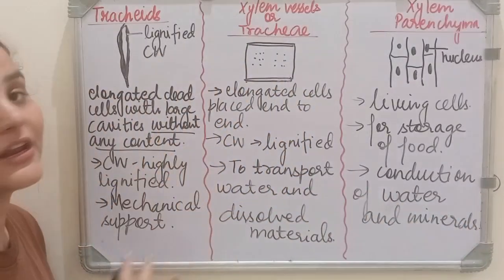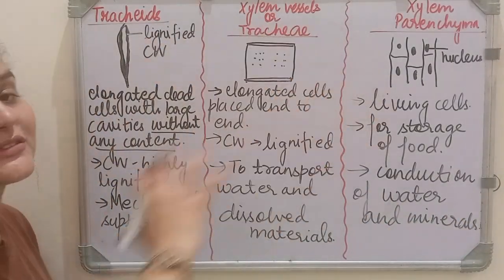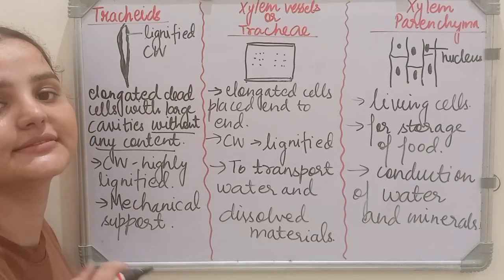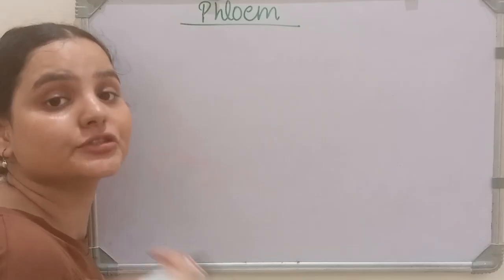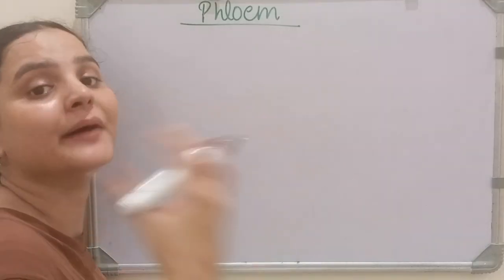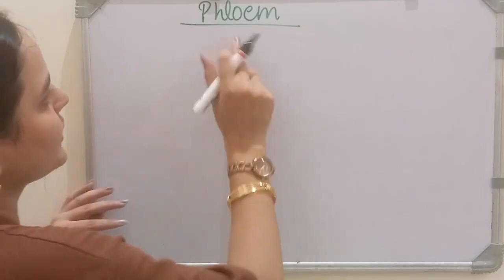So this was all about xylem and its components. Now let's study about phloem and its components. So phloem is responsible for the conduction of food which is made in the leaves to the other parts of the plant. So let's write.